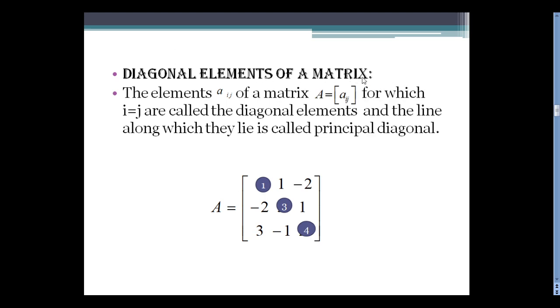Diagonal elements of a matrix. The elements aij of a matrix where i equals j, we call diagonal elements. The line along which they lie, we call the principal diagonal. Here you could see the principal diagonal 1, 3, 4, which are the diagonal elements.